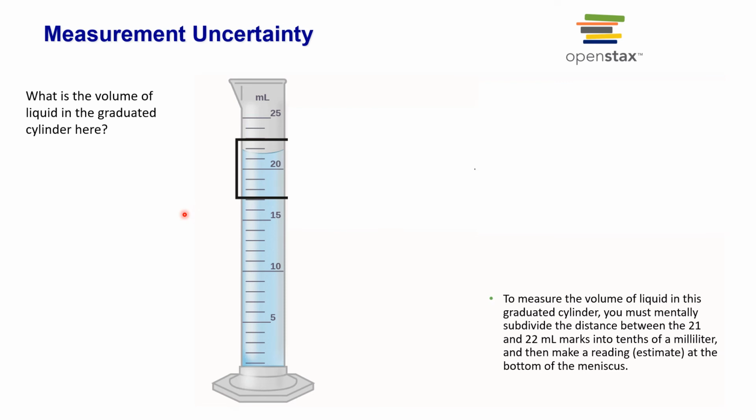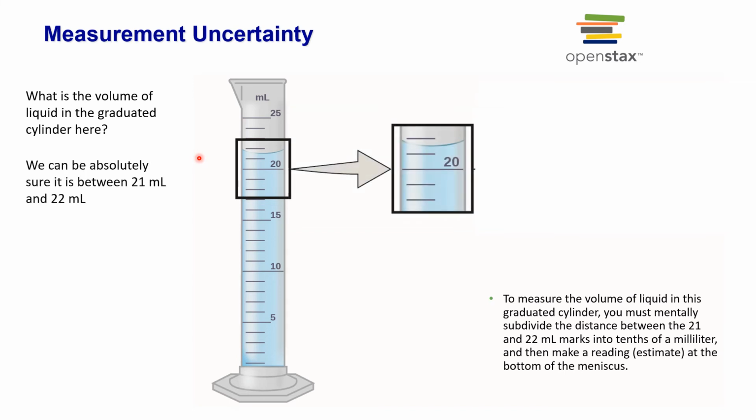Looking at that, that's not spot on the 21, right? So it's not right on the 21 line, and it's definitely not on the 22 line. It's actually in between here. So you need to make an estimate between those. So what are we going to estimate that as?